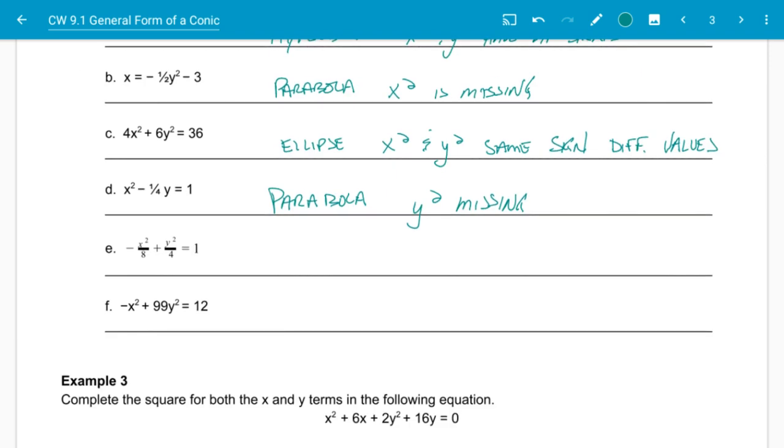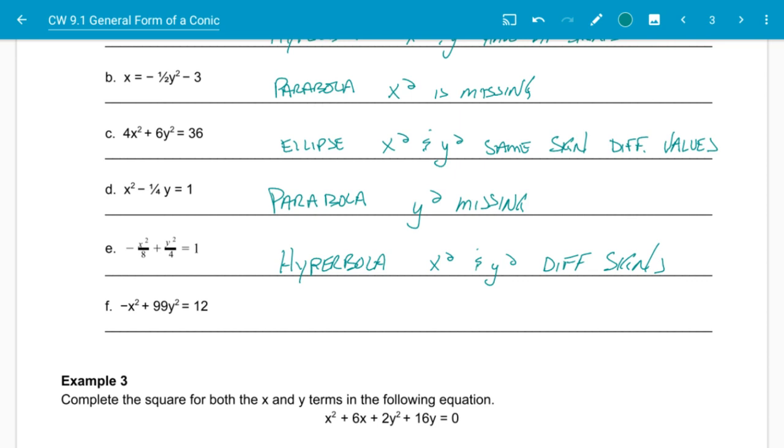So on E, it says negative x squared over 8 plus y squared over 4 is equal to 1. So I have both the x and the y, but they have different signs. And so when I have different signs, that makes it a hyperbola, because the x squared and the y squared, the two squareds, have different signs on there.